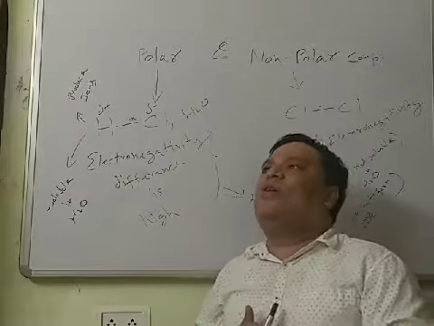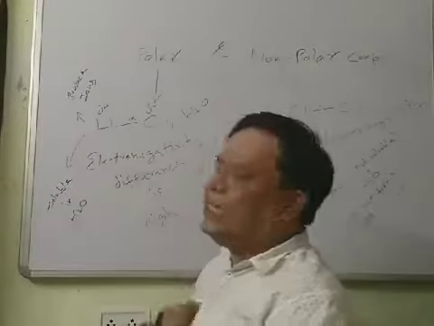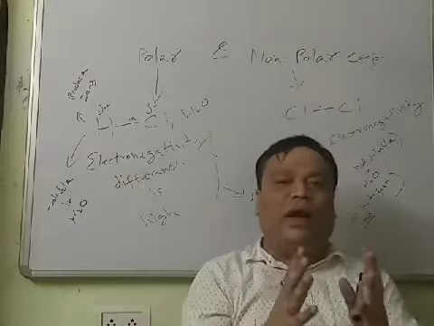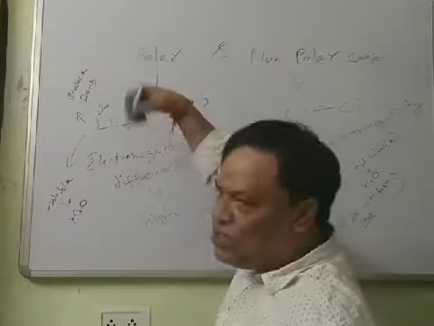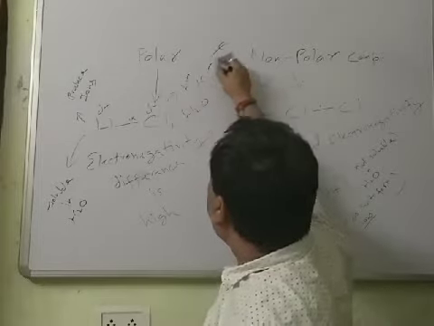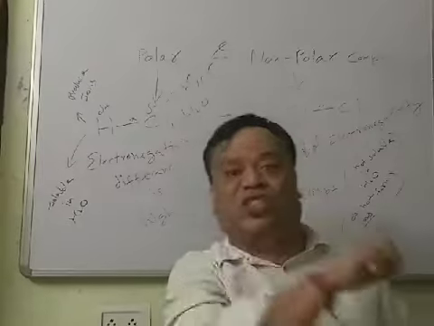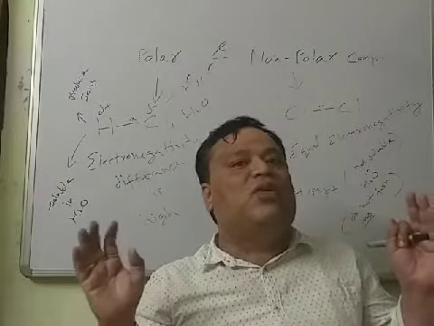And one more thing I want to tell you, boys: when these polar compounds get dissolved in water, they undergo ionization. What does that mean? It means when HCl gets dissolved in water, it will give you H positive ion and Cl negative ion. This is known as ionization. So polar compounds undergo ionization, and non-polar compounds do not undergo ionization.